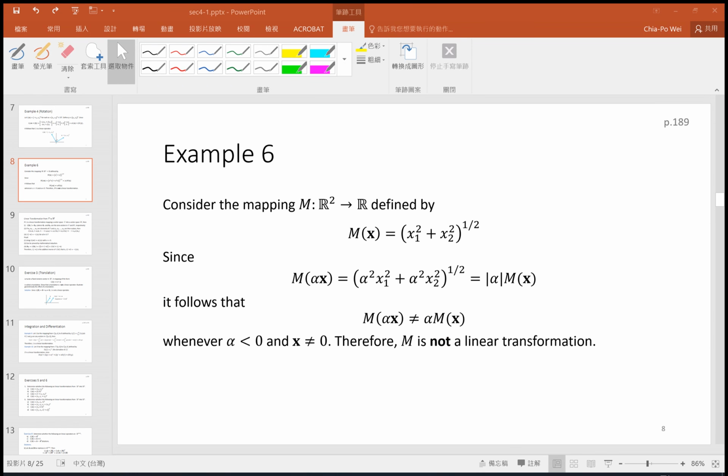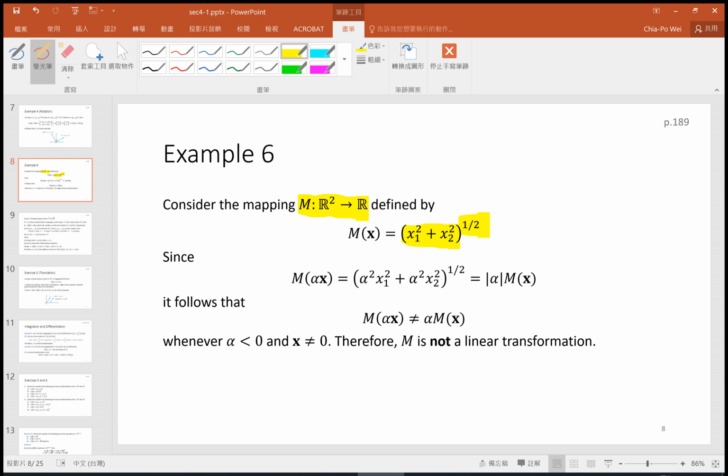Next, we consider the mapping M from R2 to R. That is, the input is a vector in R2, while the output is a scalar. The definition of M(x) is actually the length of its input vector. The definition of M(x) is the square root of the sum of x1 squared and x2 squared. So M(x) is the length of the input vector x.